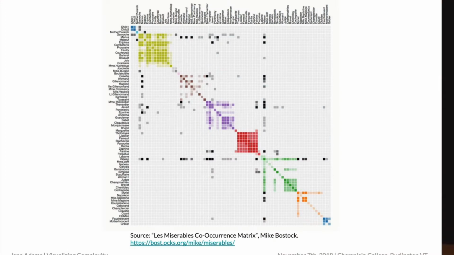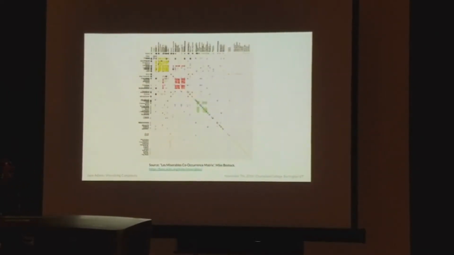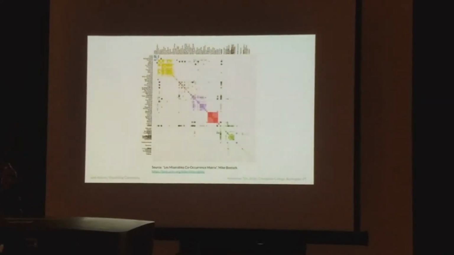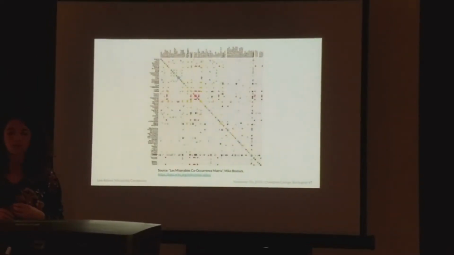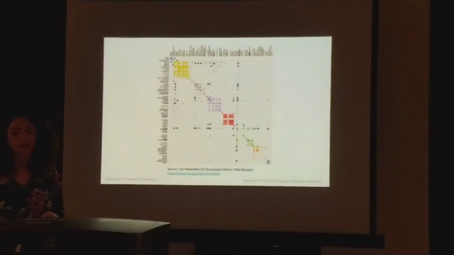This is an example of that same adjacency matrix from Les Miserables that I showed earlier, but colored and sorted by clustering. So this is another thing that data scientists do often, using computational strategies to cluster their data into groups. And so I'm going to go through a couple of those quickly.